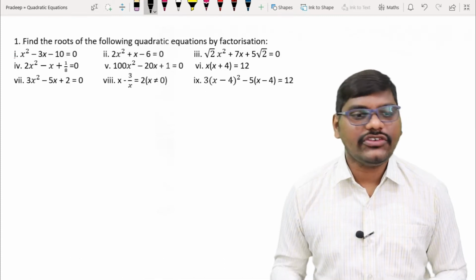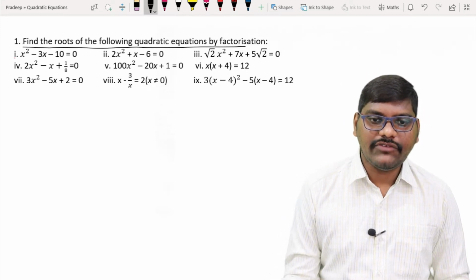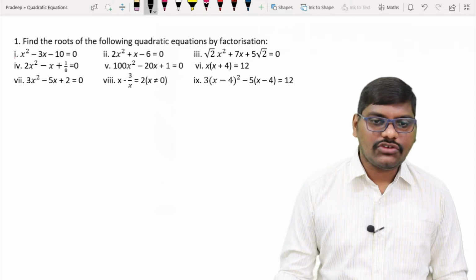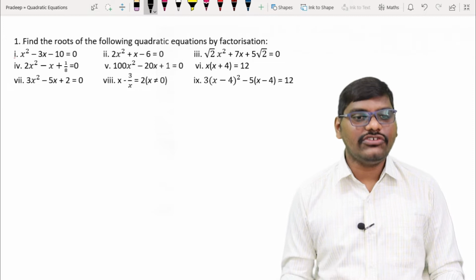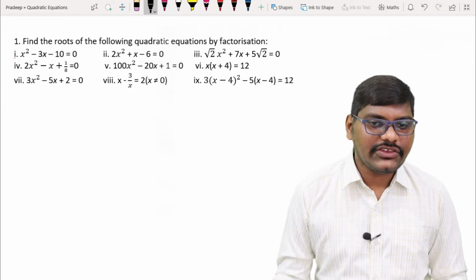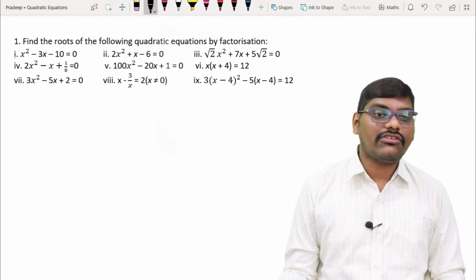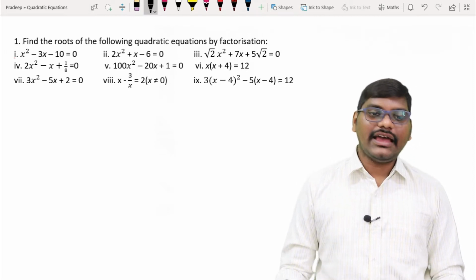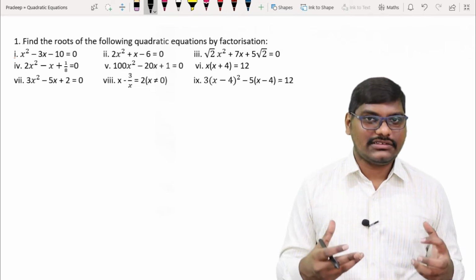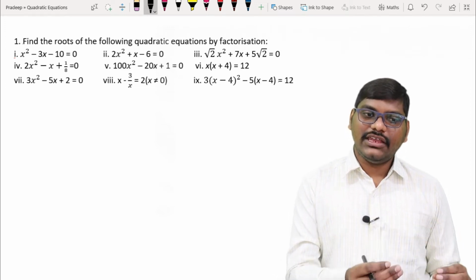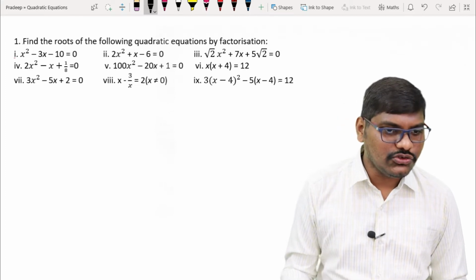Let's see the very first question. The question says, find the roots of the following quadratic equation by factorization. Here we could observe there are 9 sub questions in the very first question, so we have to solve all these questions. They're saying that for each question, whatever they have given is a quadratic equation. From the given equation, we should find out the factors. So let's try to do that.